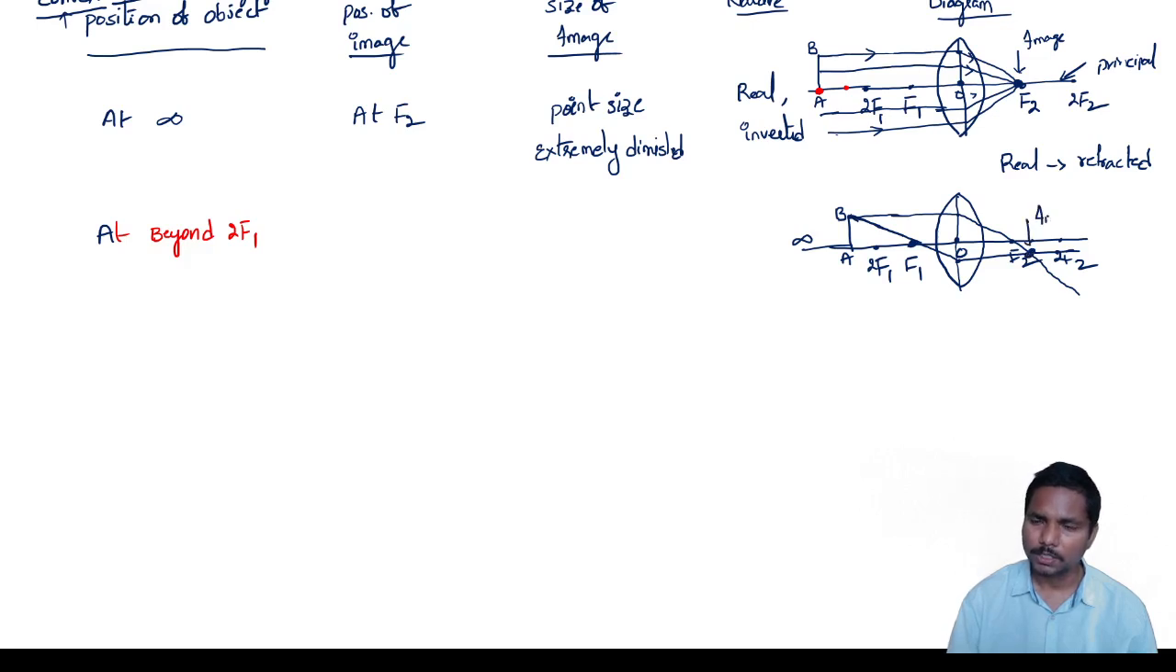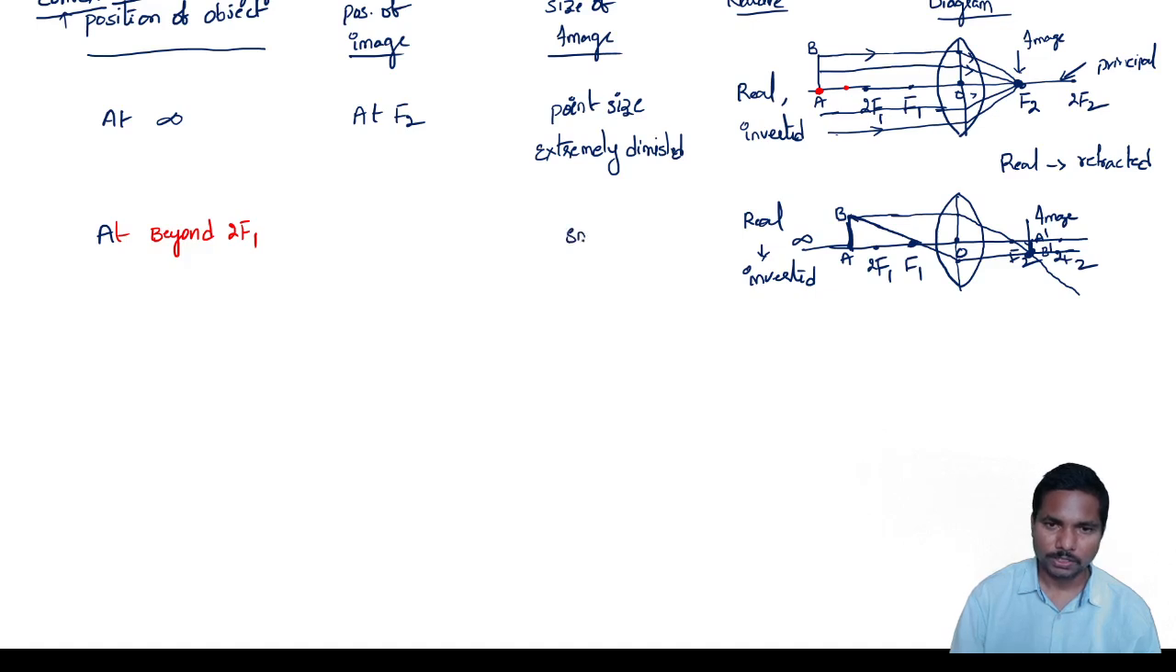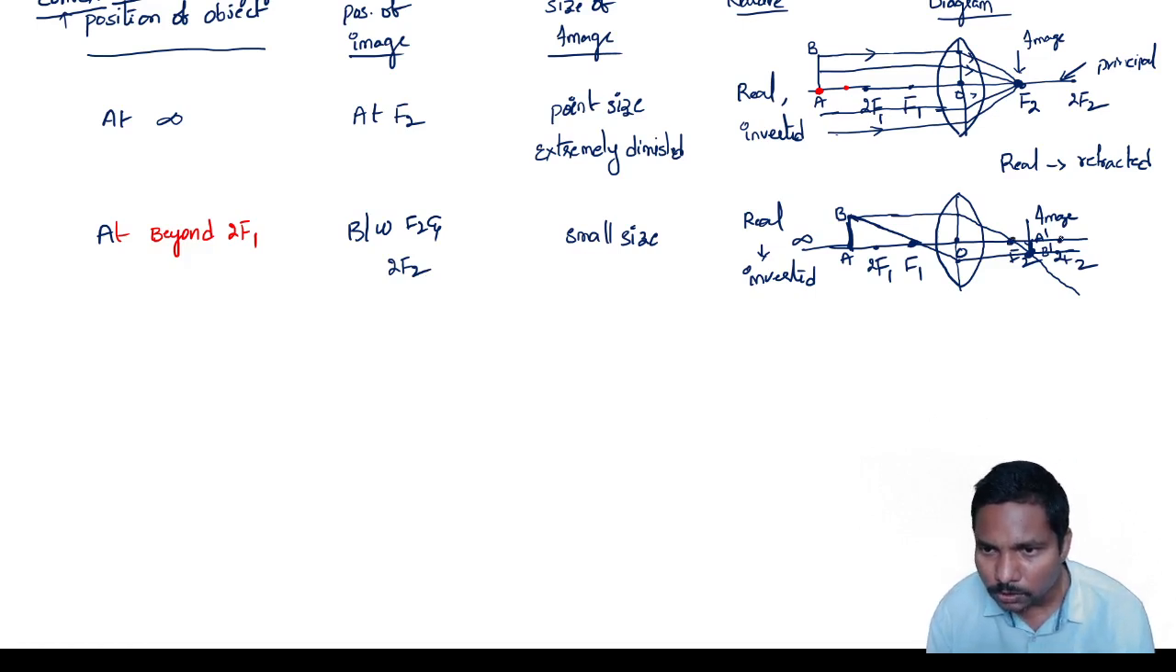This is the image. Here also real, and all real will be inverted. And what is the size? Here this much of size, so that means it is reduced in size. Reduced size means you can say small size. And the formation is beyond F2, between F2 and 2F2. So this is the F2, this is the 2F2.